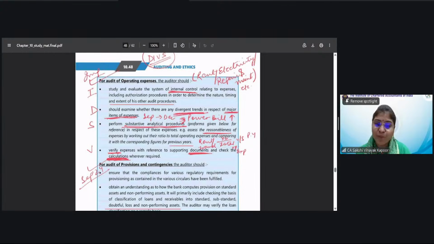Are all these 4 points clear to all of you? Please write to me in the chat box, dear students. Are all these 4 points clear to you all?